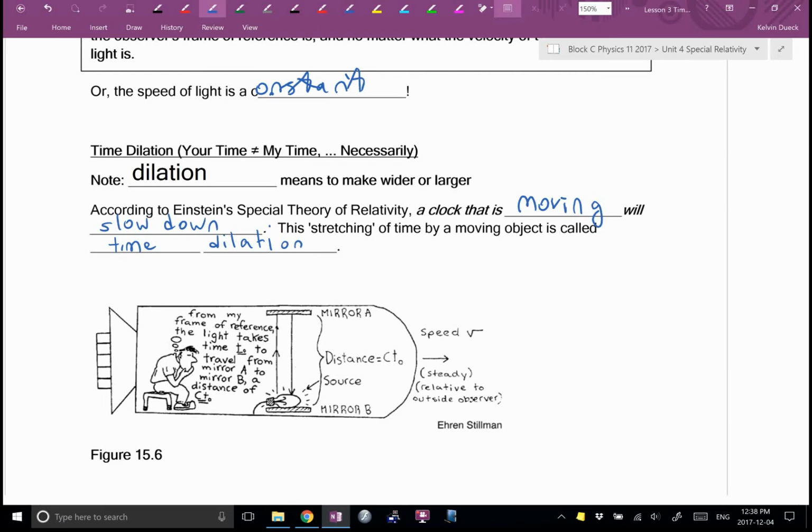Who remembers, what did I say our acceleration was going to be throughout this topic? 0, okay? We can't accelerate. That gets into general relativity, and Emma, the math for that is... So what we're going to use then, and you can write this down, is this equation right here.